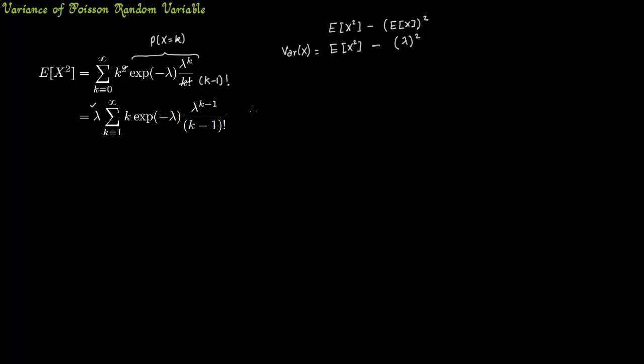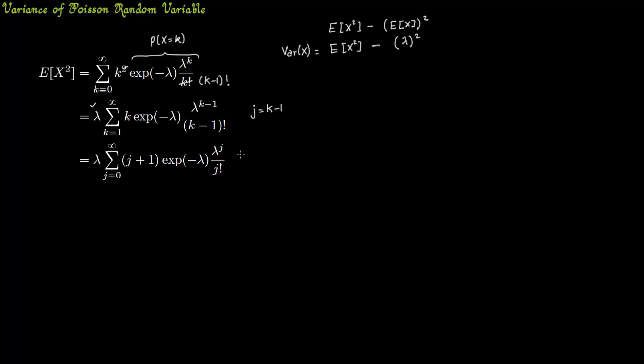And now you do the substitution. You put j equals k minus 1. So when k is 1, j is 0. And when k is infinite, j will also be infinite. So then k becomes j plus 1. You first put j here, and then instead of k you put j plus 1.